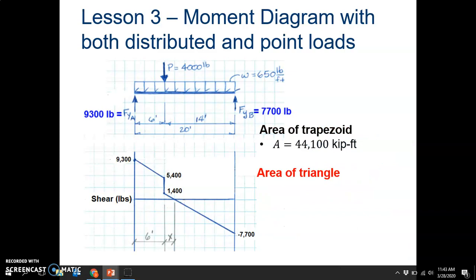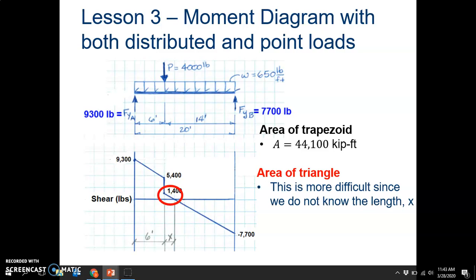Now we will find the area of the triangle, which is going to be a little more difficult because we don't know the length of x right here. And x is where it's crossing the x-axis. So before we can actually find the area of the triangle, we've got to figure out where it's crossing the x-axis. And this is why this is a more difficult problem. We have to pause and figure this out first.